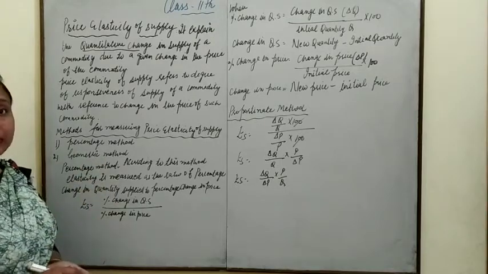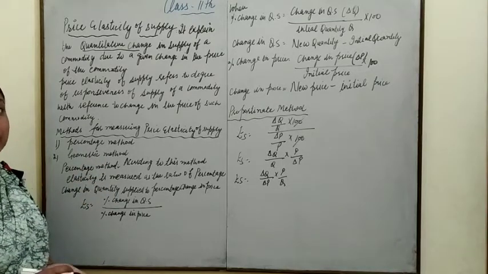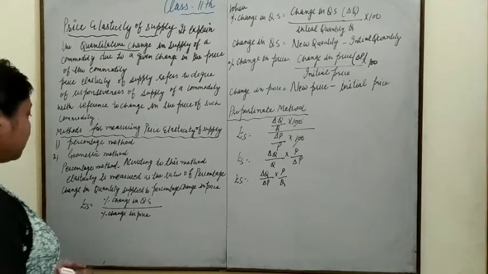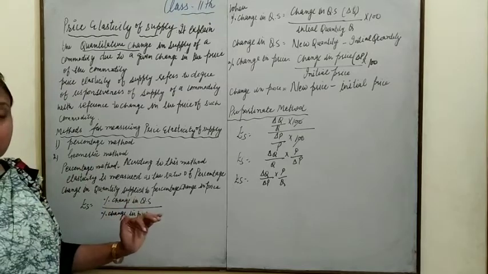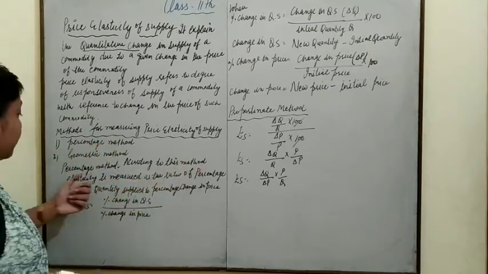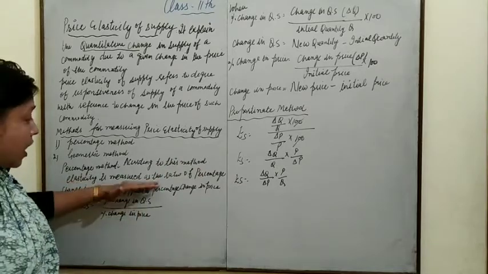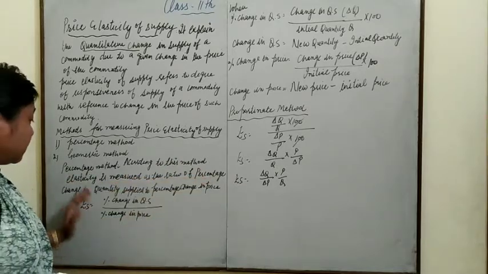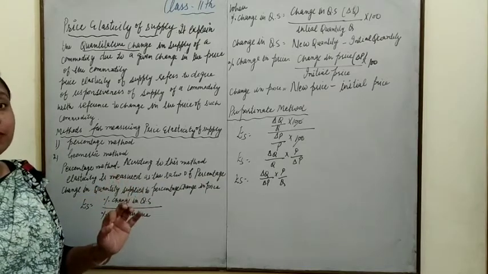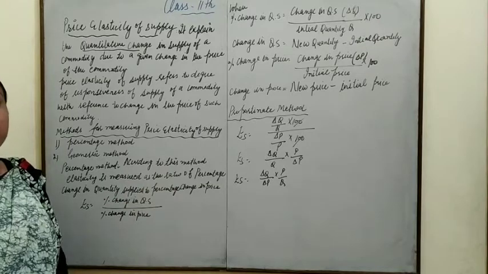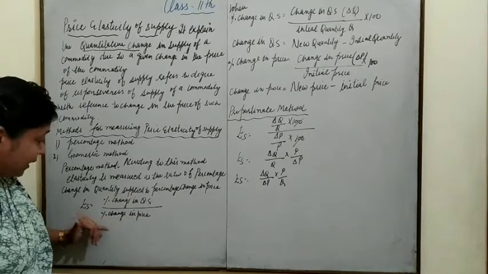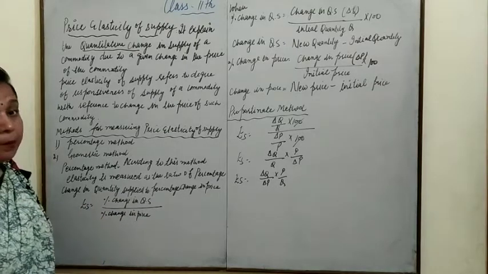So there are two methods of finding out the price elasticity of supply. One is the percentage method and another is the geometric method. Here we will discuss the percentage method. According to this method, elasticity is measured as a ratio of percentage change in quantity supplied to percentage change in price.